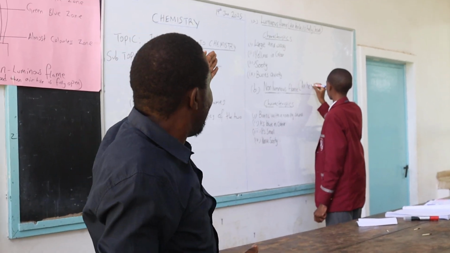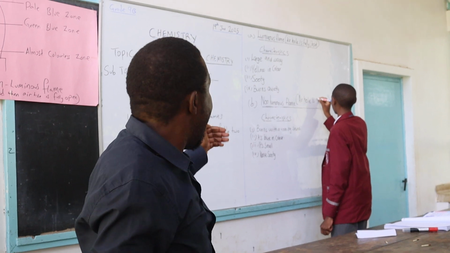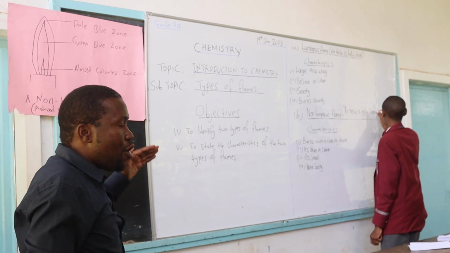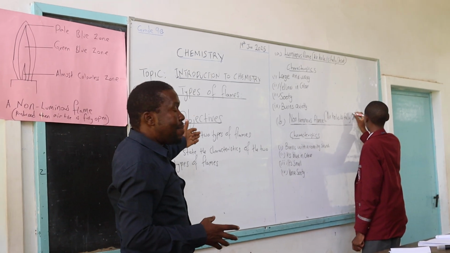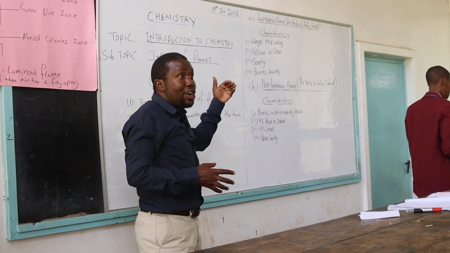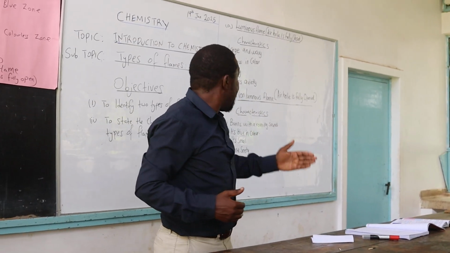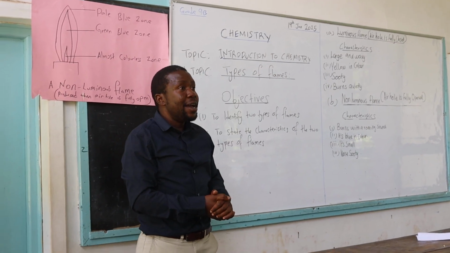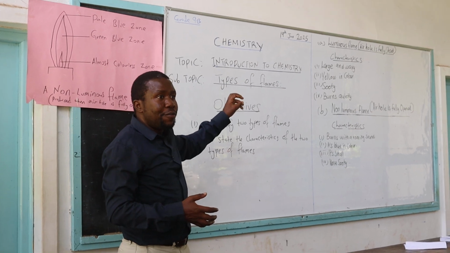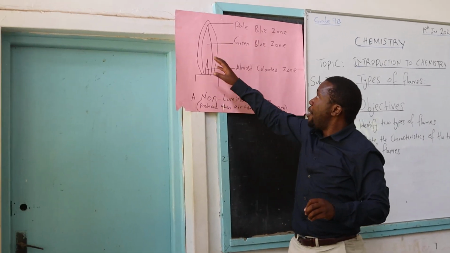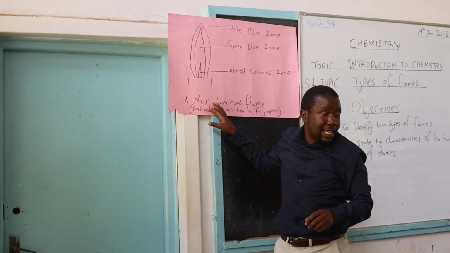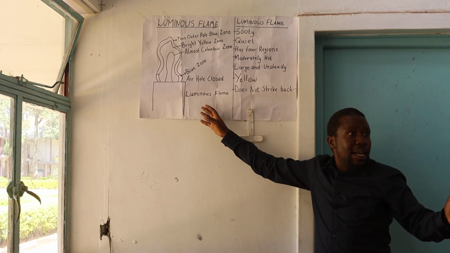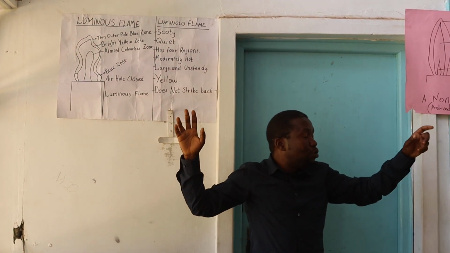One condition, luminous flame is produced when the air hole is fully closed. And non-luminous flame is produced when the air hole is fully open. Very good. Now, our second objective today was to state the characteristics. We have stated the characteristics, and we have even seen them and listed them down there. Now, in our next class, we are going to look at the parts of these two types of flame. And we have the flame structure, which is here, and we have another one which is here. So as a takeaway assignment, I want you to draw these two structures.